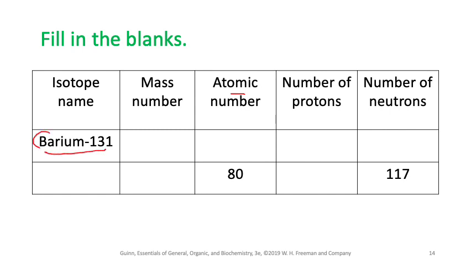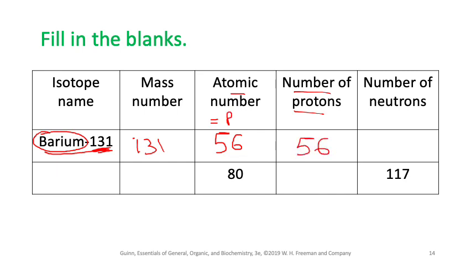The moment I see the name barium, I know the number of protons will be the same. So what should be the number of protons in barium? It is 56, the atomic number, right? What's the mass number? This 131, the number written in the front. How many protons do you have in this barium 131? Atomic number is equal to the number of protons, so it has to be 56.